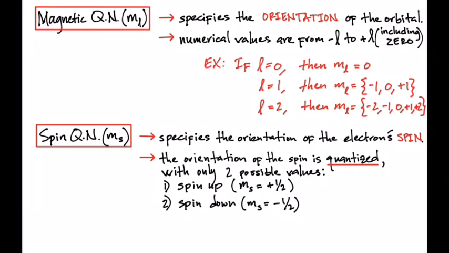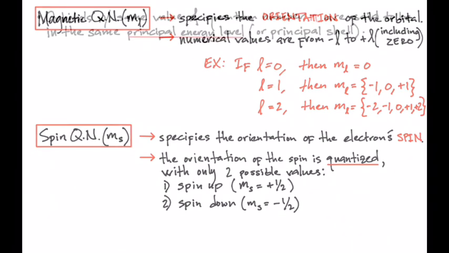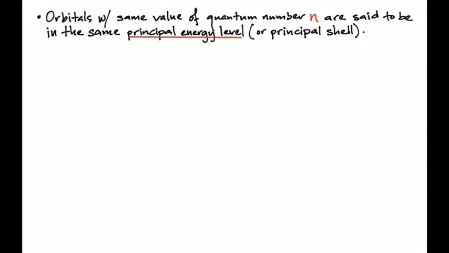And so if you have an electron that's spinning up, it's given a positive half value. And if it's spinning down, then that electron is given a negative half value. So orbitals with the same value of n, the principal quantum number, are said to be in the same principal energy level.